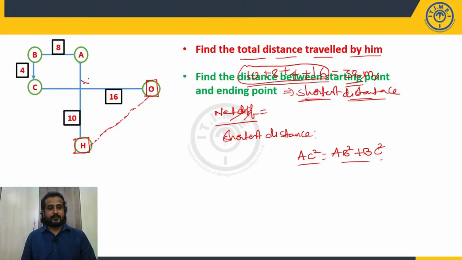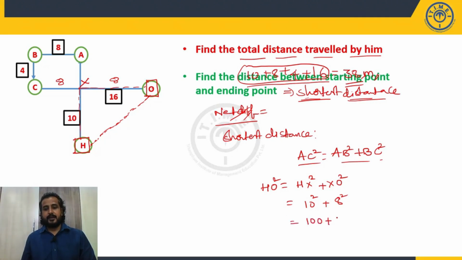Now let's say this is a point X. So which distance do I need to identify? HO distance, right? HO square is equal to, here it is forming a right angle triangle, so we need not form it. So HX square plus XO square. HX is 10, so 10 square plus XO square, which is 8 square. So 10 square is 100 and 8 square is 64. In total 164. So under root of 164.